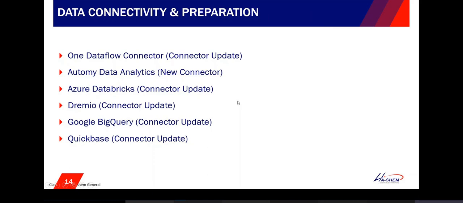Then next we have connectivity options. There are a lot of connectivity options and connector updates that we have. This is a list of everything we have basically. We have one data flow connector, an Automi data analytics, Azure Databricks, we have the Dremio, Google BigQuery, and then we have the QuickBase. So these are new connectors and updated connectors that we have in our application.